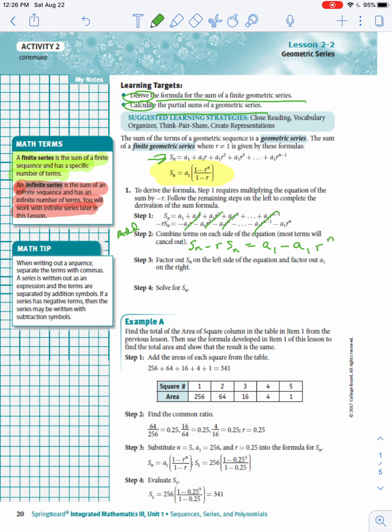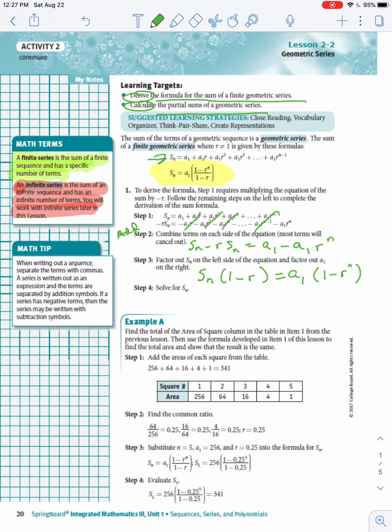So you're just left with that. The next step says to factor out the S sub n on the left. You can see that both terms on the left have S sub n, so I'm going to pull that out. So S sub n comes out. When you factor S sub n from itself, you have to put a 1 there to hold its place. Minus r still equals a sub 1 minus a sub 1 r to the n. But notice we can also factor out the a sub 1 on that side. So a sub 1 comes out, and you get 1 minus r to the n. Now it looks a little bit more like that formula.